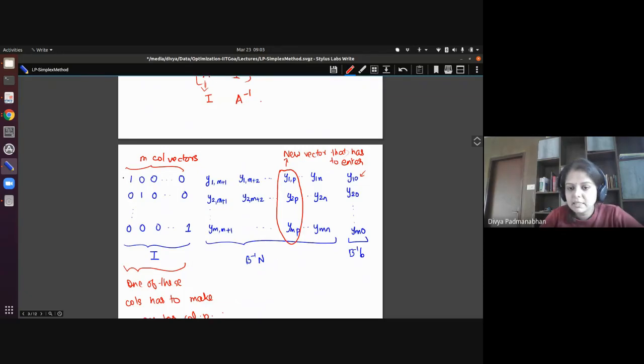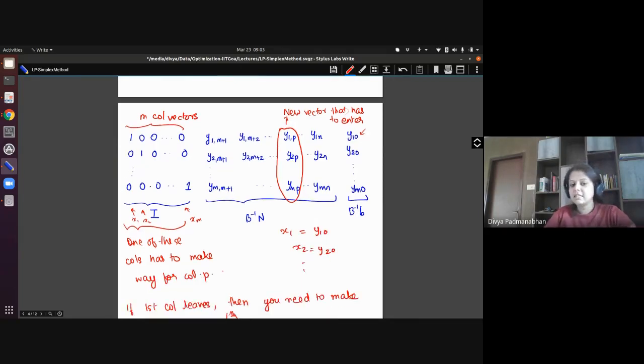So what this means is that this is written in a contiguous manner. This corresponds to x1, this is going to correspond to x2, and so on up to xm. And all these variables, xm plus 1 and so on up to xn, those are 0. And x1 is equal to y10, x2 is equal to y20, and so on. So that's what this representation means. It's also referred to as a tableau. We will see examples of this; I will illustrate this later.